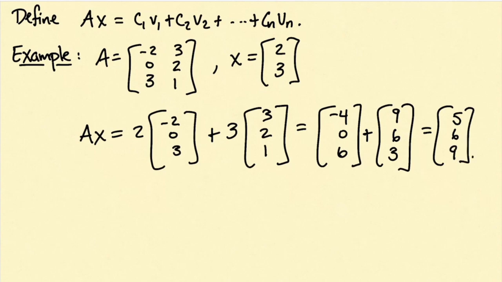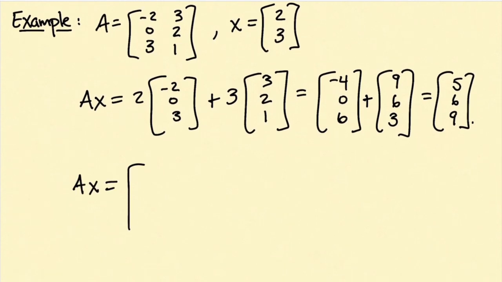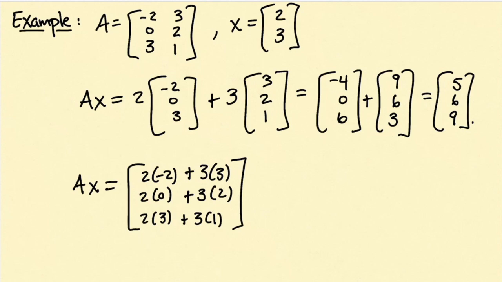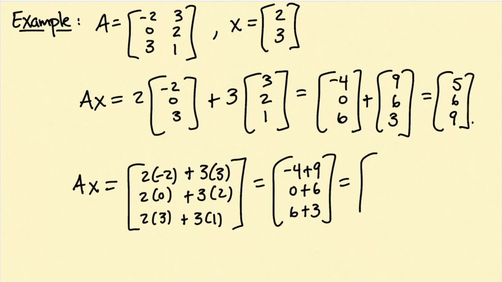This is not necessarily the most efficient way to perform this multiplication. Note that in each row of the matrix, we multiply the entry in the first column by the first row of the vector x, then multiply the entry in the second column by the second row of the vector x, then add these two numbers together. So this means that we can compute A times x as 2 times -2 plus 3 times 3, 2 times 0 plus 3 times 2, and 2 times 3 plus 3 times 1. This gives us the sum -4 plus 9, 0 plus 6, 6 plus 3, and we come out with 5, 6, and 9.